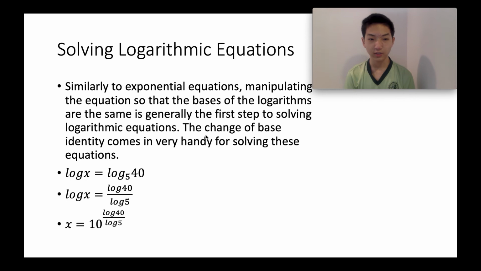So log x is equal to log base 10 of 40 divided by log base 10 of 5 using the change of base identity. And then just using the flip around thing, because you remember there's a 10 here, we can have 10 to the power of this equal to x. So then we've solved that. x is equal to 10 to the log 40 divided by log 5. You could evaluate that further with a calculator, but I will not be doing that.